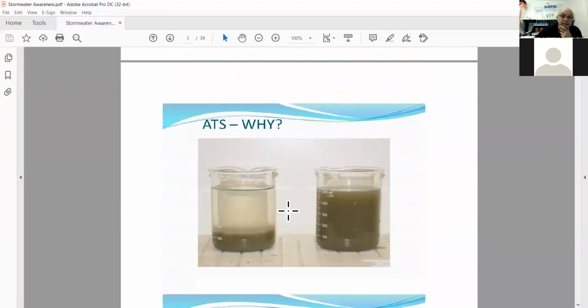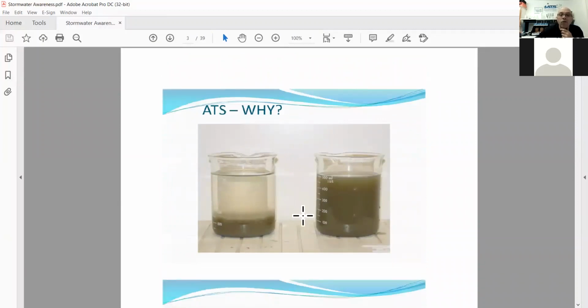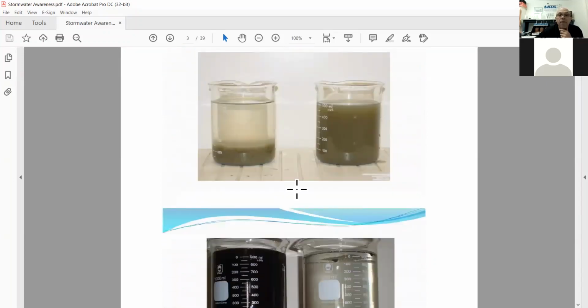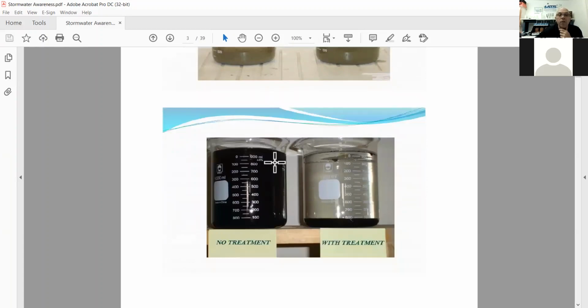And here's another sample. This is without treatment. This is with treatment, and this with treatment can happen within a few minutes. Same thing here, another example, very easy to see with treatment, without treatment.